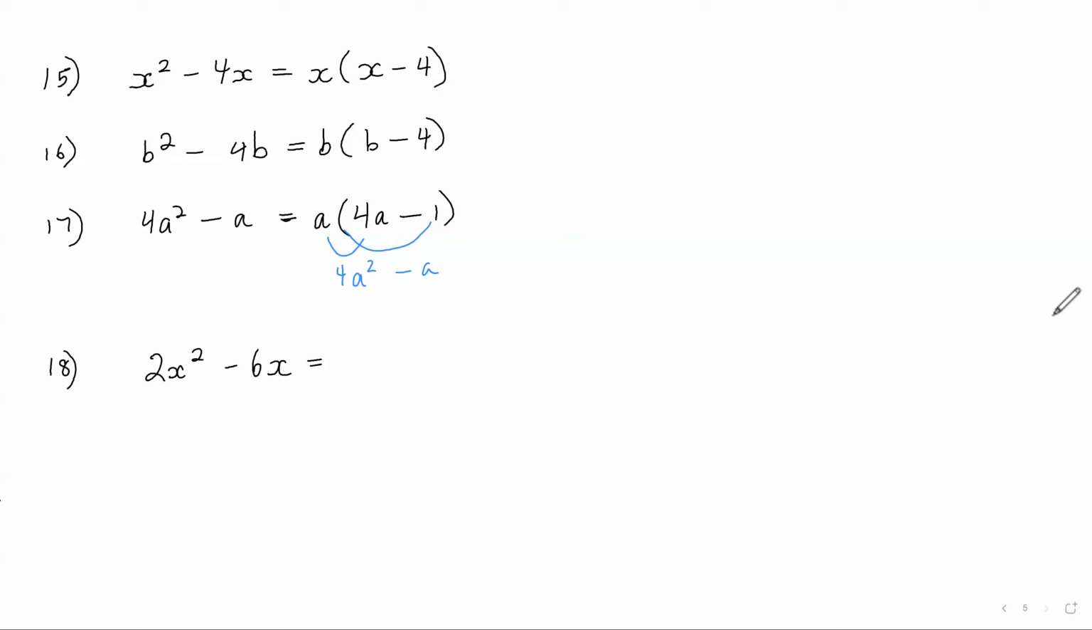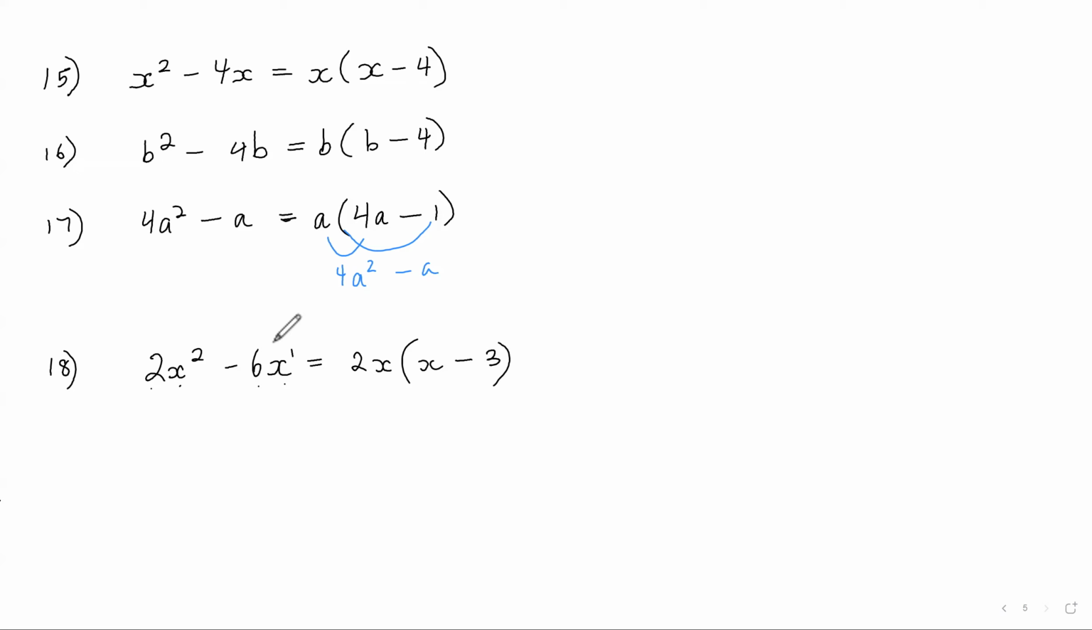Right. So for 2x squared minus 6x, you have to look at the coefficients as well as the variables. The coefficients, 2 and 6, have a highest common factor of 2. The highest common factor between x squared and x is x, the one with the lower power. X by itself has a power of 1, and 1 is less than 2. So the highest common factor there is 2x. 2x times x gives me back 2x squared, and 2x times minus 3 gives me minus 6x.